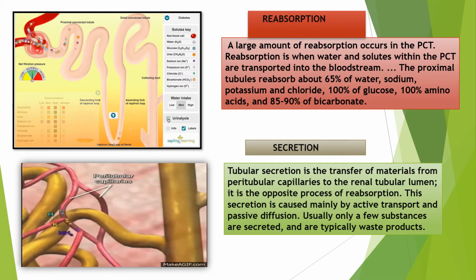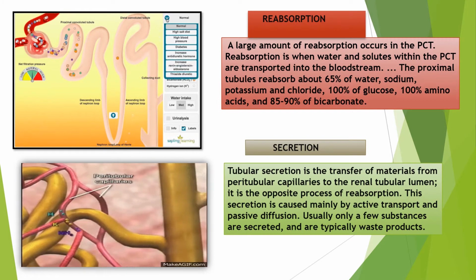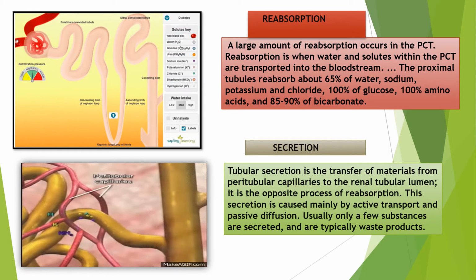So you can see in this diagram, it has been clearly shown that from the peritubular capillaries actually to the renal tubular lumen, the secretion is happening. Tubular secretion is happening, which includes the collecting ducts also.